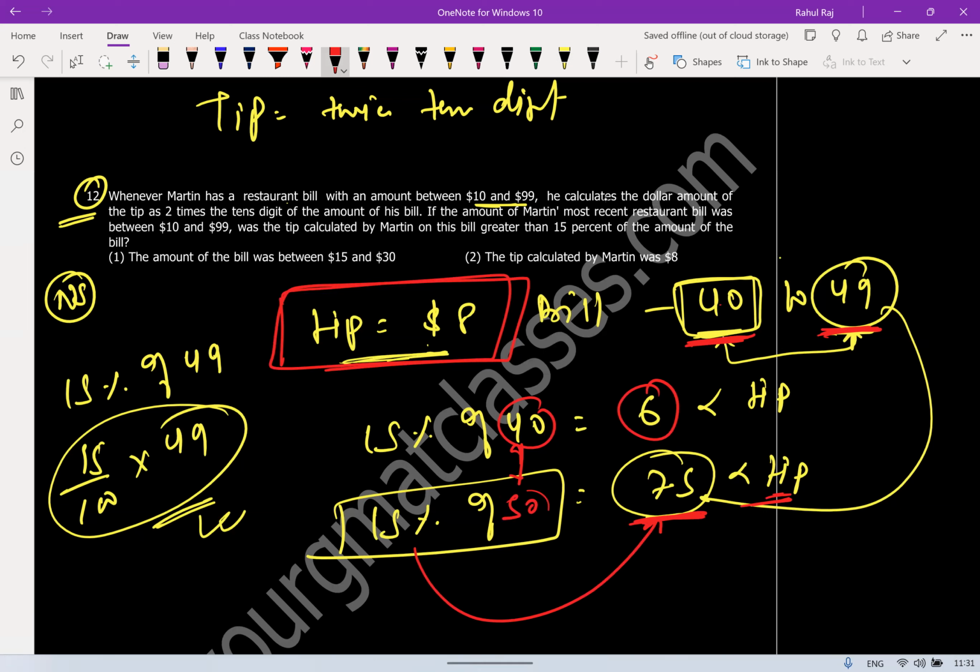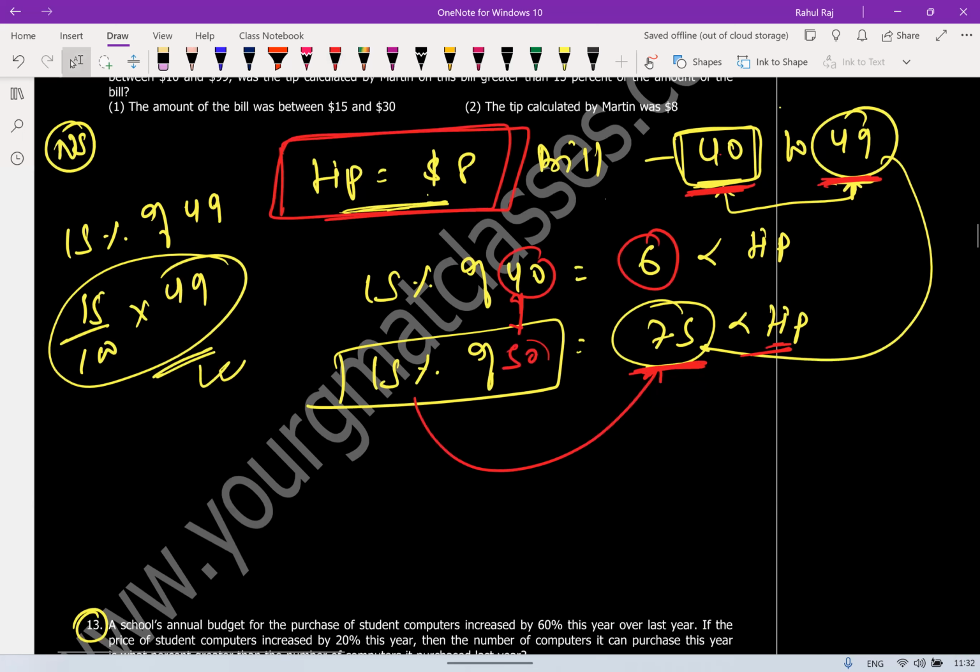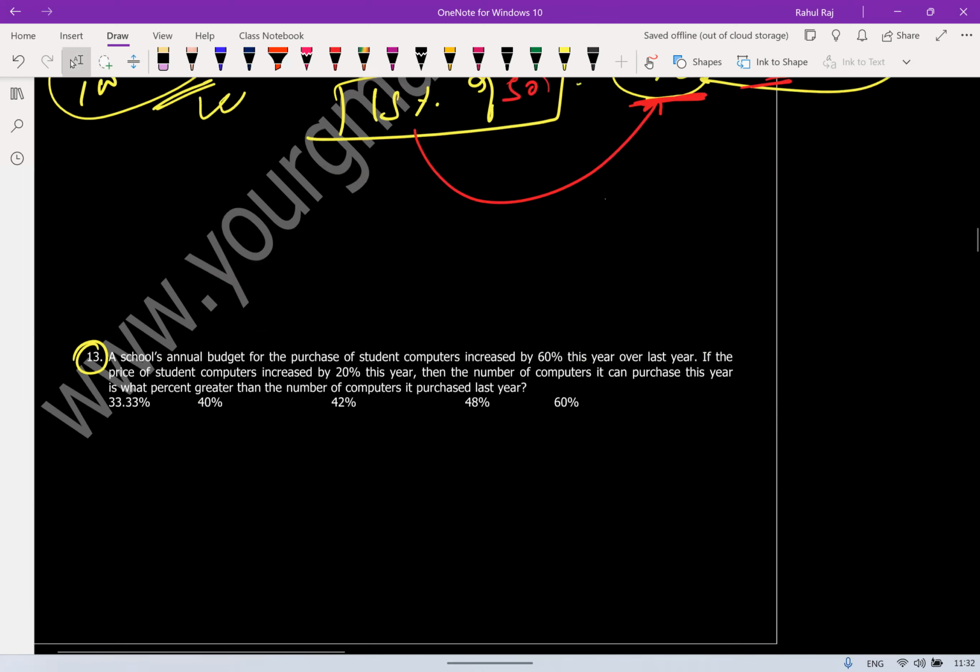Okay. So the answer is no, right? Yeah, confirm no. It's not greater. Okay. The tip is always greater than the 15%, because 15% of anything from 40 to 49 is less than $8. Got it. Okay.